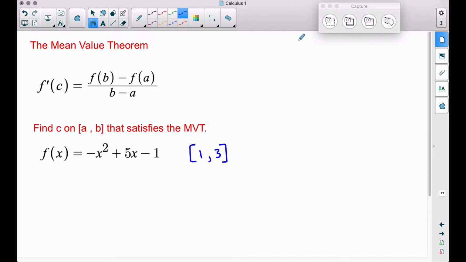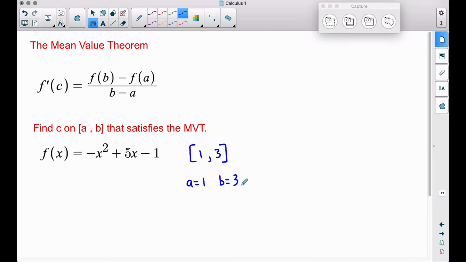In this video, we're going to look at the mean value theorem, and the formula for the mean value theorem is something remotely similar to this. F prime of c equals f of b minus f of a all over b minus a. And we want to find some c value on a closed interval a to b that satisfies the mean value theorem. Here's our function, here's our interval. So automatically, let's go ahead and identify what a is equal to and b is equal to.